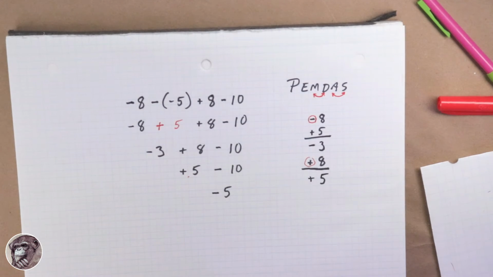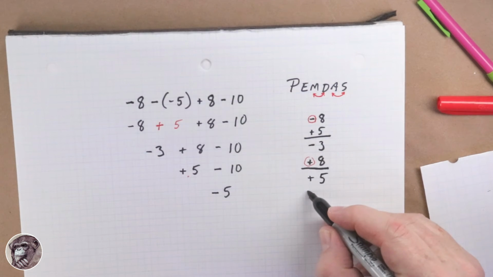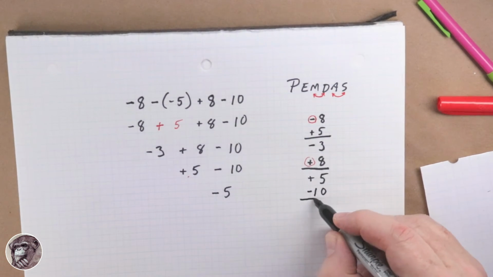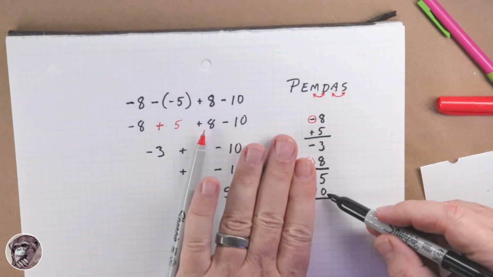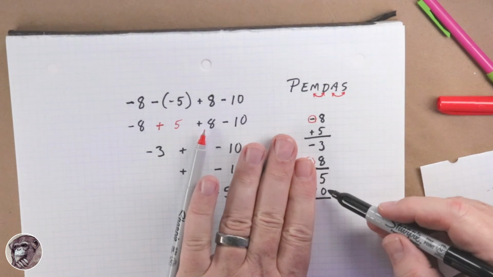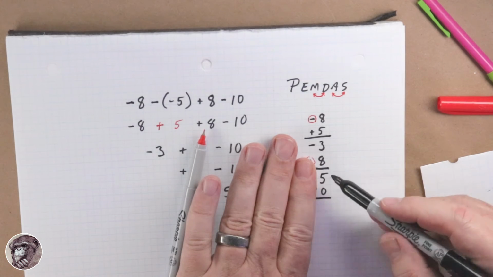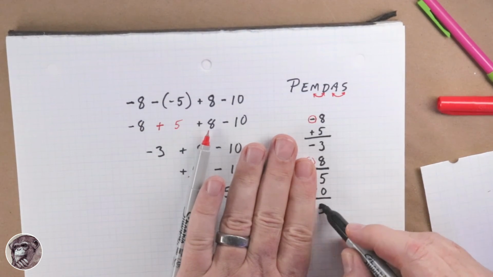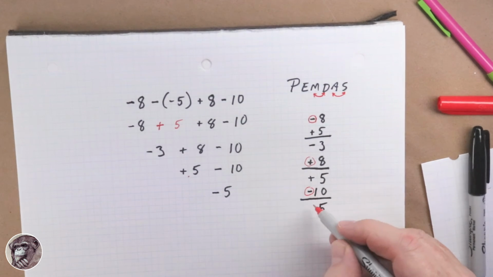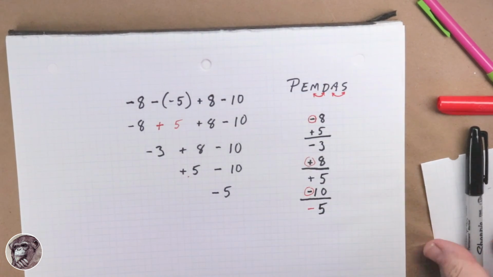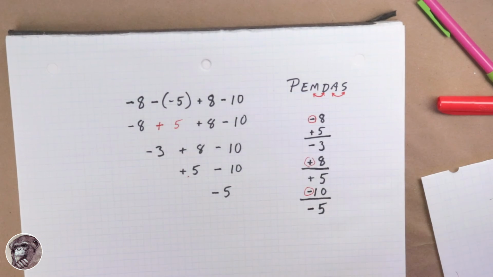So here's that positive 5, and then I'm going to subtract 10, and I'm going to do the same thing. 10 is my bigger number. I'm ignoring the signs. 10 minus 5 is 5, and then I go back and look and say, oh, the negative 10 was the bigger number, so it keeps the negative. So the negative 5 is the final answer.